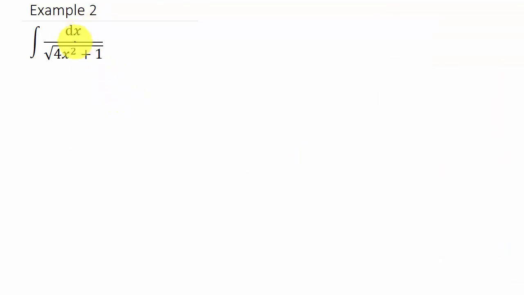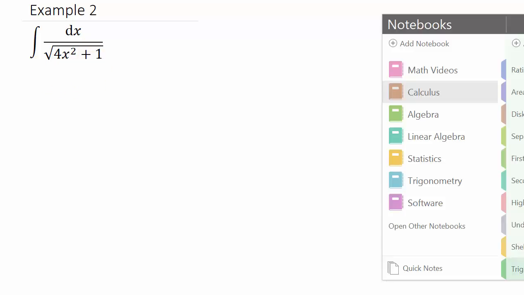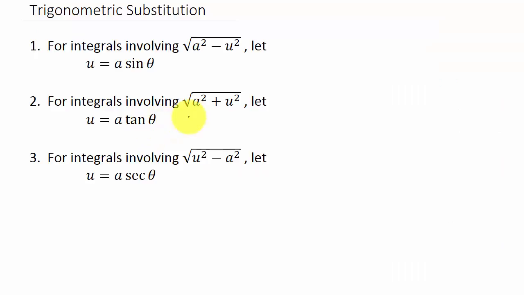I have the integral dx over the square root of 4x squared plus 1. If we look at it, we can see that it's in this form here. What we have with the square root of 4x squared plus 1 is u squared plus a squared, but that's the same thing as a squared plus u squared. It doesn't matter which way it's written when there's a plus sign in there. So we know to let u equal a tangent theta. Alright, so let's go back to the problem.